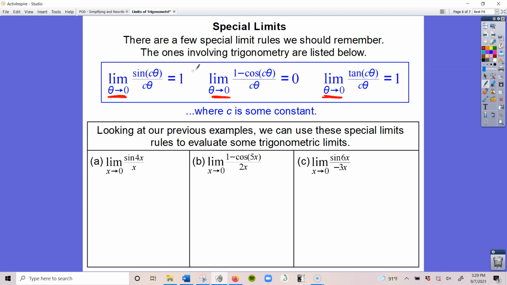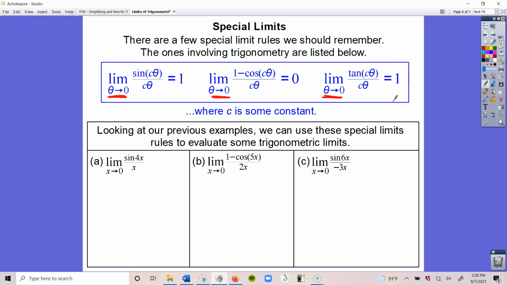Now, all of these limits apply as long as theta is approaching 0, as I mentioned, but so do their reciprocals. So if this was written c theta over sine of c theta, it would still equal 1. If this was c theta over 1 minus cosine of c theta, it would also equal 0. And if you had this last one here as c theta over tangent of c theta, it would still equal 1. So keep that in mind.